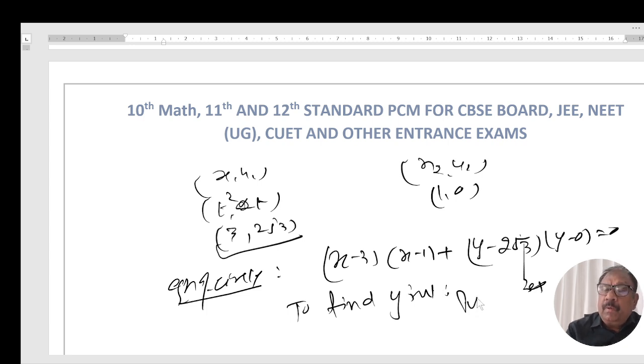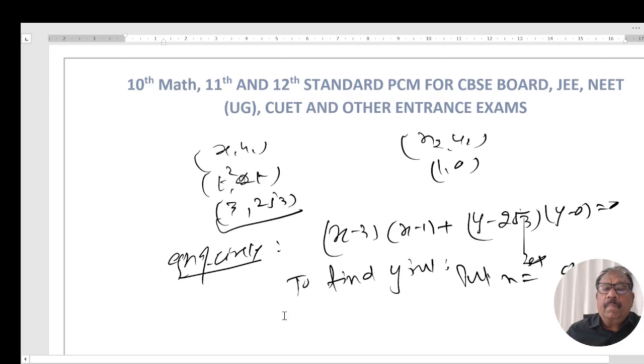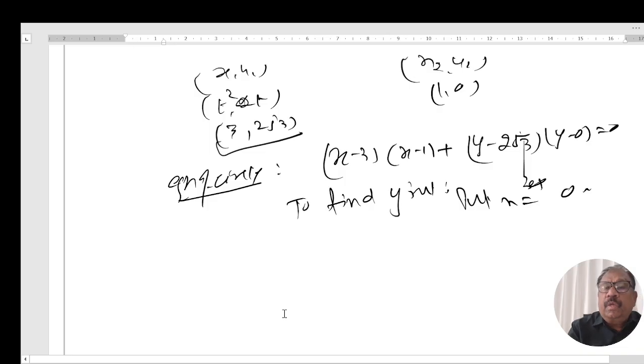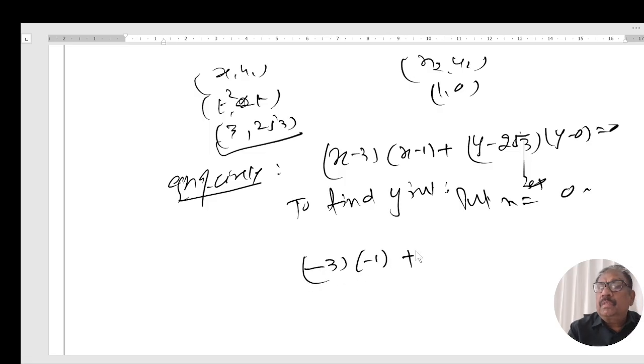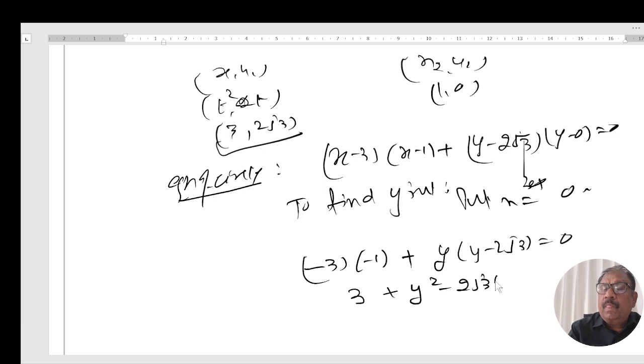we put x equal to 0, right? Then with x equal to 0, we get minus 3 into minus 1 plus y minus 2 root 3 equal to 0. This comes out to 3 plus y square minus 2 root 3 y equal to 0, that is, y square minus 2 root 3 y plus 3 equal to 0.